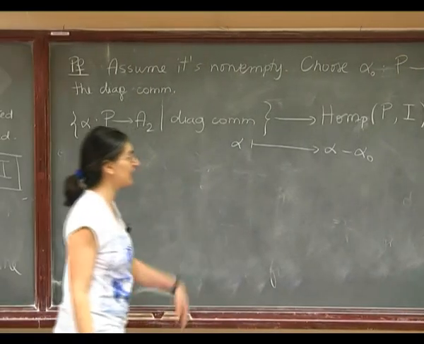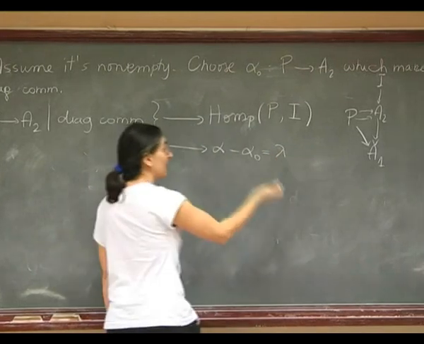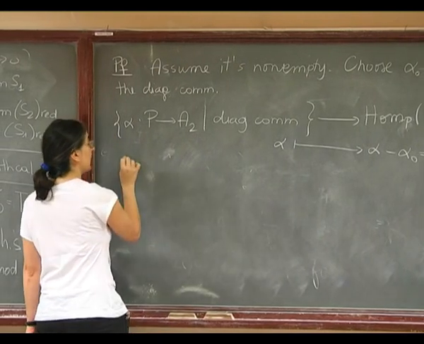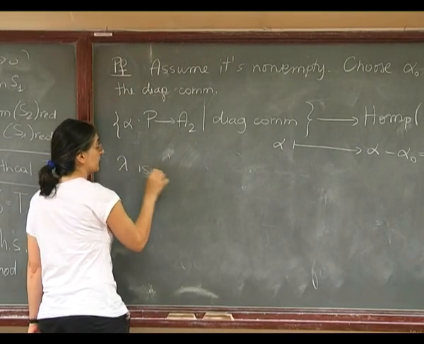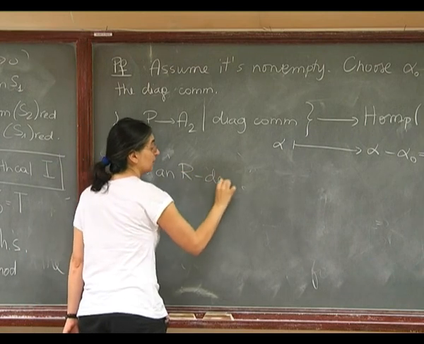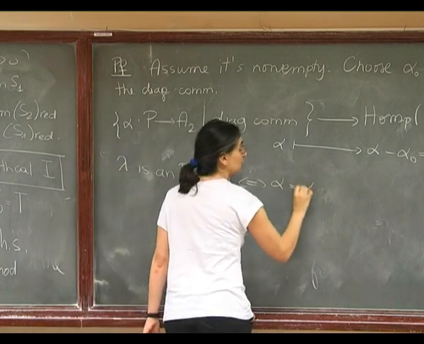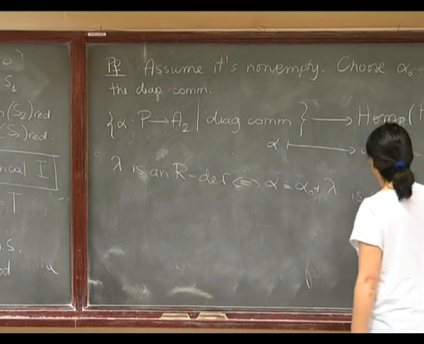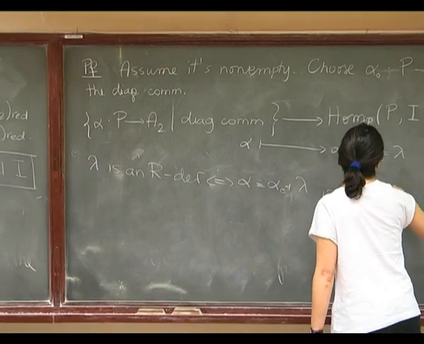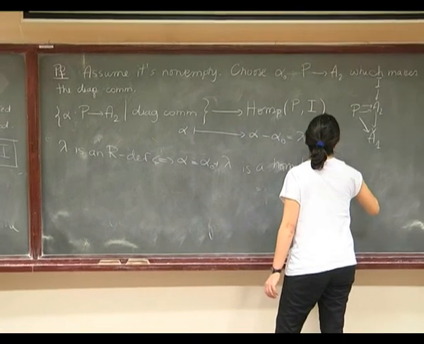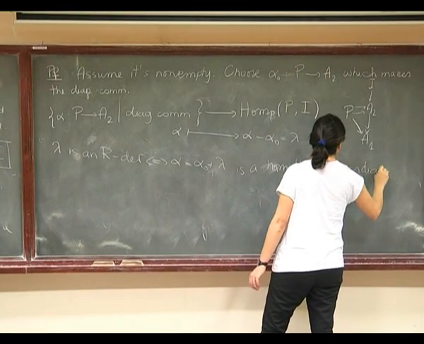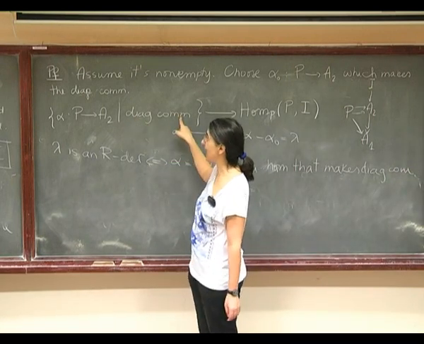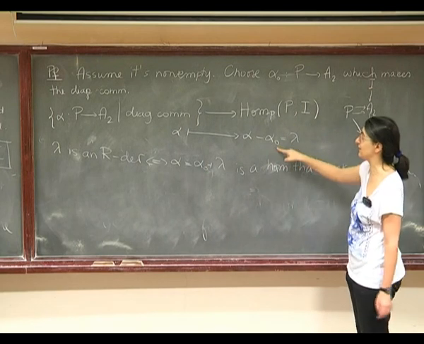Exactly. And the question is, let me call this lambda, so I can try to do the converse. So conversely, what you need to prove is that lambda is an R derivation if and only if alpha, which is alpha 0 plus lambda, is a homomorphism that makes the diagram commute. And what does that mean? Of course, that the diagram commutes says that the difference goes to I.